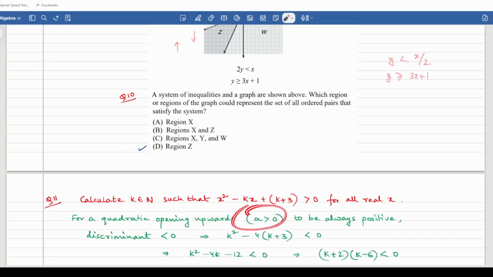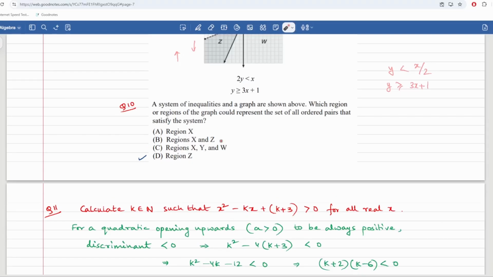Here a is 1, so a is greater than 0 obviously. For this quadratic to be always positive, discriminant should be less than 0. Why? Now if it is always greater than 0 and it opened downwards, then it would come back and cut the x-axis, something like this. I don't want that to happen. I want it to be positive and above the x-axis floating. So that means I will not have any real solutions. That means the discriminant should be less than 0.